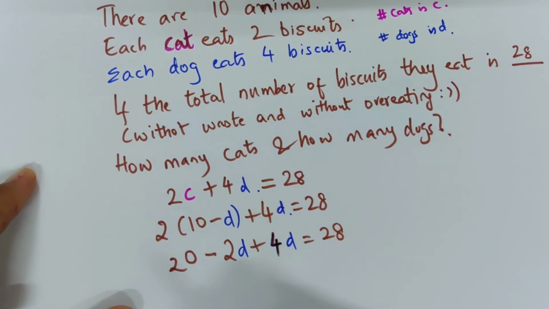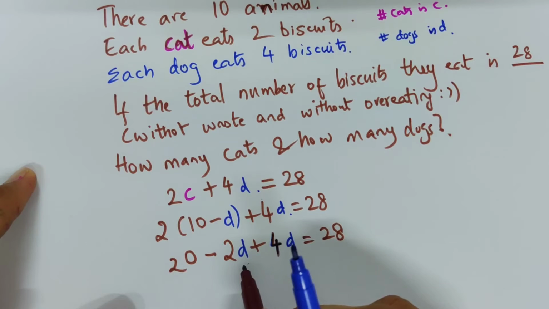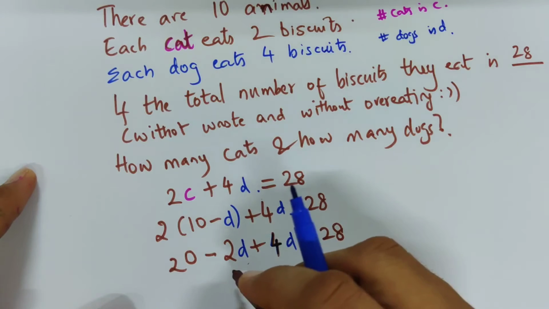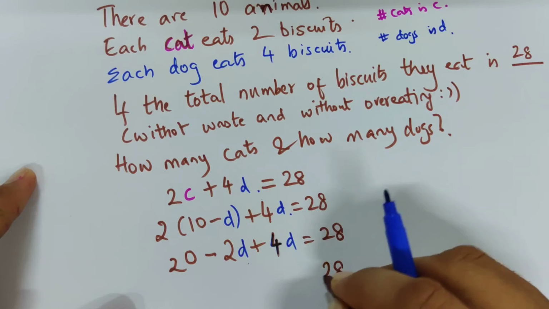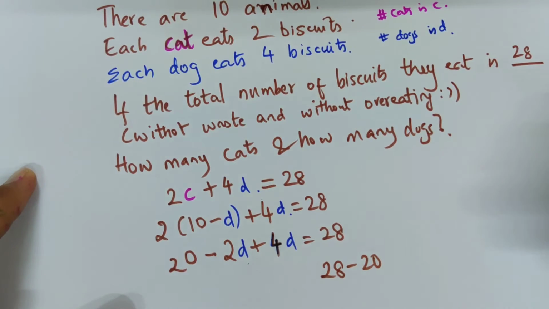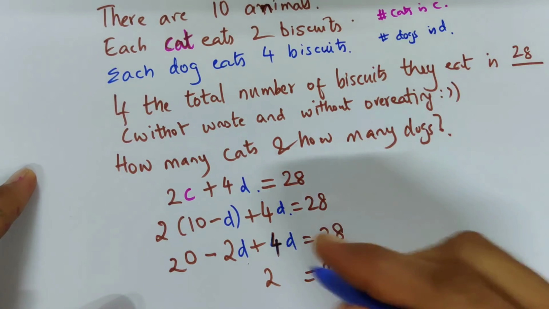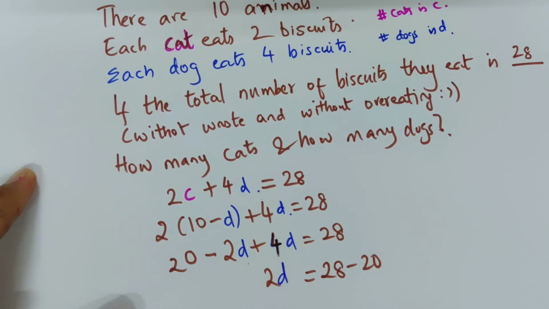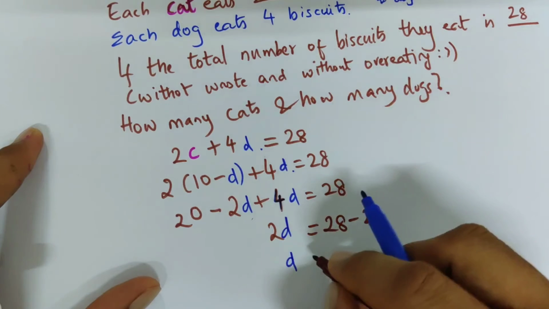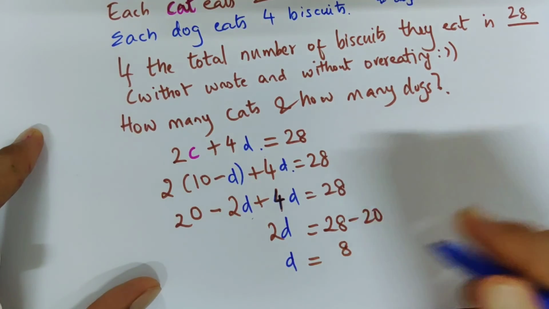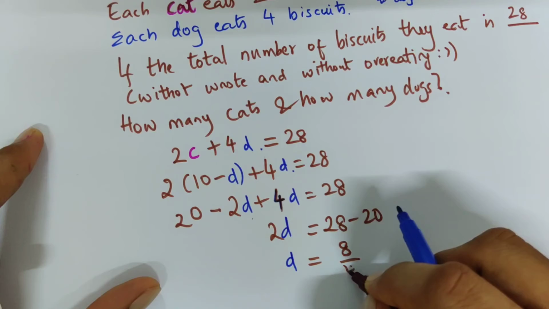We gave everyone 2 biscuits. So that became 20 biscuits. Now since we have already given the dog 2 biscuits, they don't need 4 biscuits each. They need only 2 biscuits more. So the next step is you remove 20 from 28, so you get 8 on the other side. How did you get 8? 28 minus 20. This is what we did. And then the other side is 2 biscuits need to be given to each dog. And so the final step is, of course, D is equal to 8 by 2, which is 4.